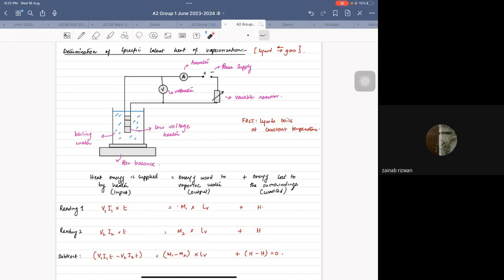By taking two different readings, what are we doing? We are going to subtract them. When we subtract them, this is like energy 1 minus energy 2. This will be mass 1 evaporated minus mass 2 times L_V. And H becomes 0 because it cancels out the effect of losing heat. Get it? So by taking two readings, we are basically looking at that. Is it clear, Zainab, now? Yes, sir. Okay.